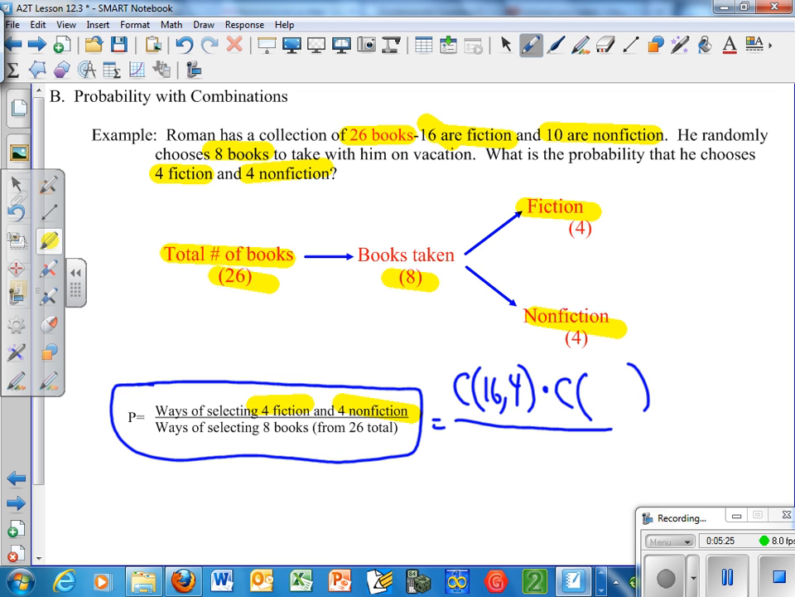There are 10 nonfiction books, and I'm selecting 4. So we're going to multiply those 2 together on top. And then on the bottom, we always divide by the total, which is just how many ways could I select 8 books from 26. So that would just be one combination, 26 total. How many ways could I select 8? So that's basically the calculation you need to do on your calculator using your combination button.